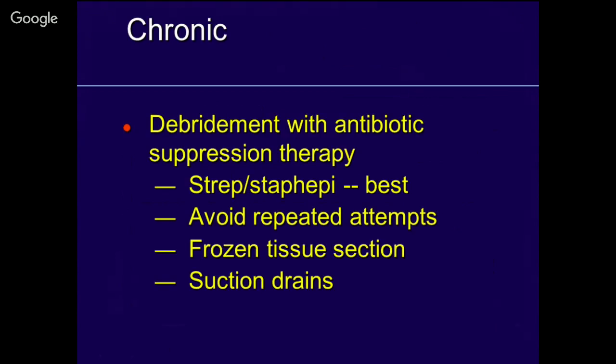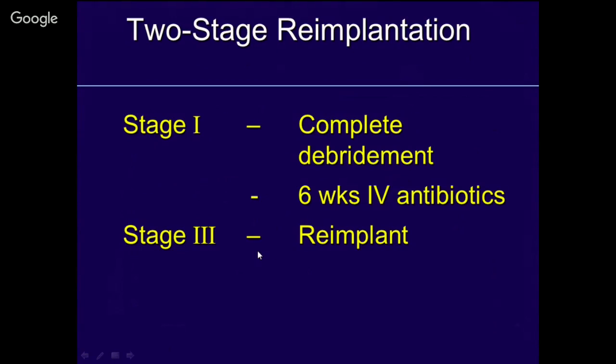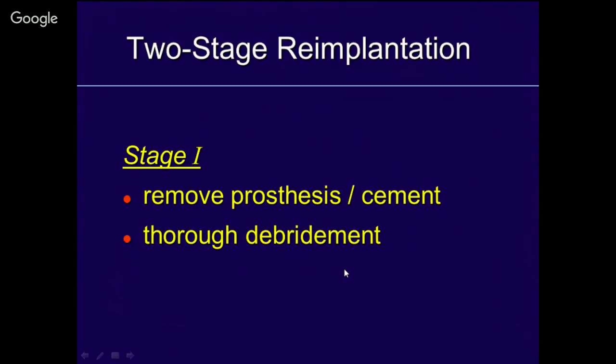Frozen tissue section, suction and drains. Now the 2-stage reimplantation is the most successful treatment and the procedure of choice for chronic and failed infection, and we also have to remember the biofilm. In stage 1, there is complete debridement and 6 weeks of IV antibiotics, and stage 2 is the reimplant. The first stage is the removal of the prosthesis, removal of the cement, and we have to thoroughly debride the tissue.